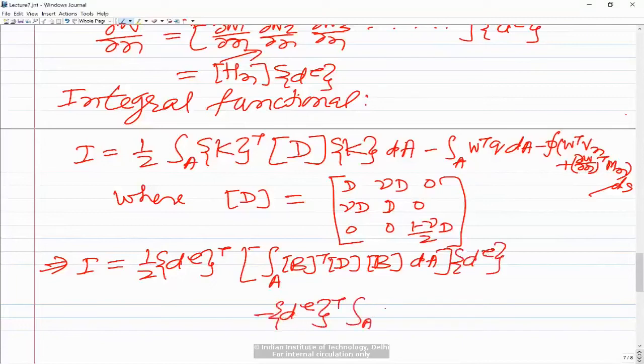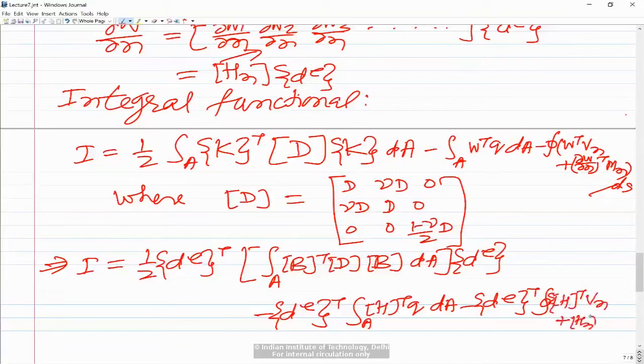So W transpose would be d transpose into H transpose. So we will have H transpose into Q dA, and then again minus we will have this d transpose, integration over line, and then we will have H transpose into Vn plus Hn transpose into Mn ds.